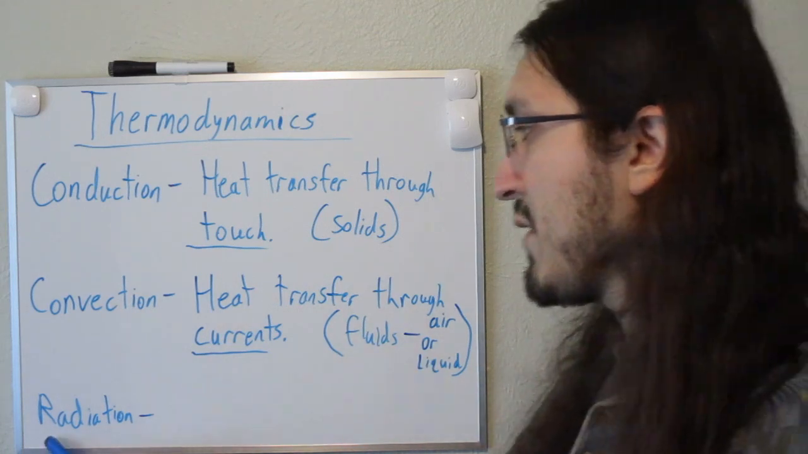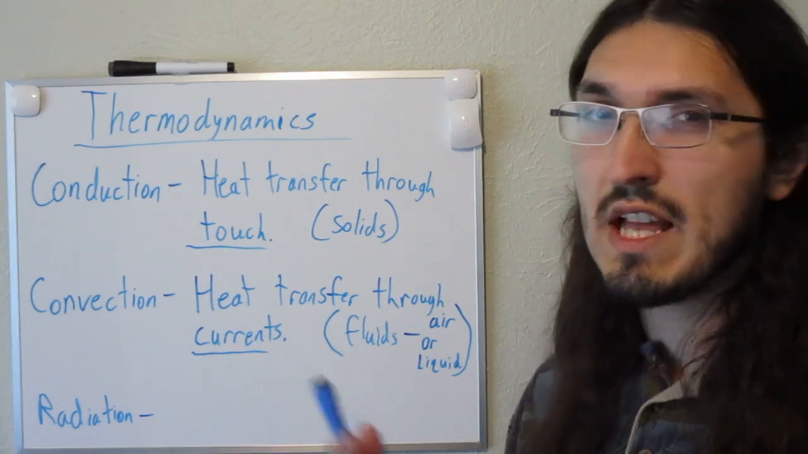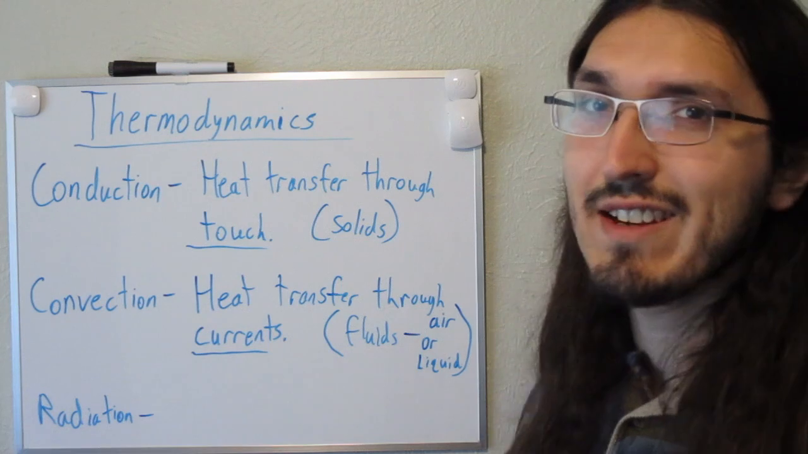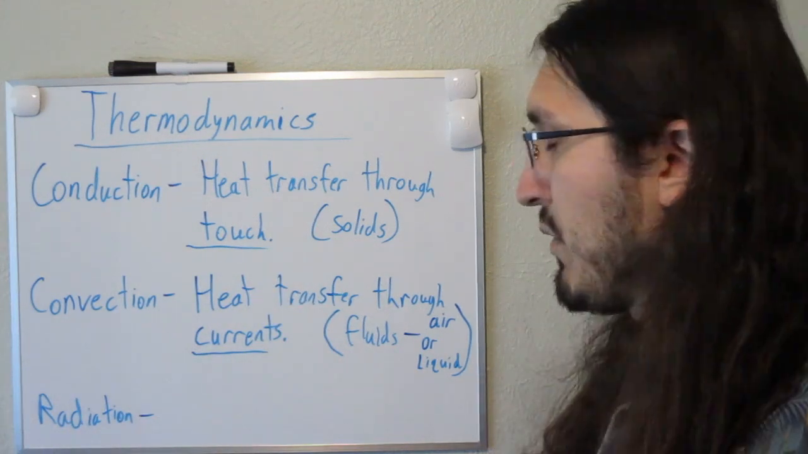The last form of heat transfer I want to talk about is radiation. Radiation is heat transfer through light, which can travel through space at a distance, right? So an example of this would be the sun radiating light, which heats up the earth.